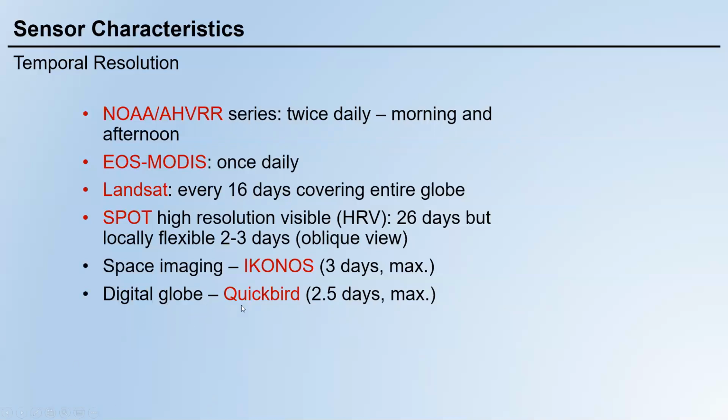Digital Globe has QuickBird, which is 2.5 days max. Why would I say max? Because it's commercial. If you pay real money, they can adjust the orbit of the satellite for you. It could be a lot of money, but they can do that. So their revisiting period or temporal resolution can be changed. So 3 days max, 2.5 days max.